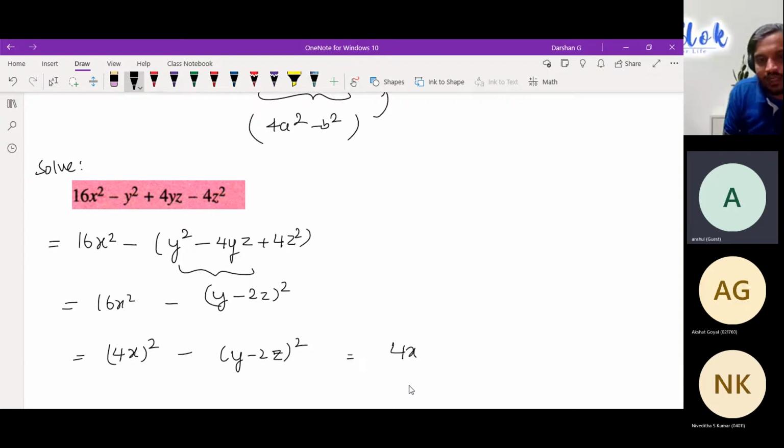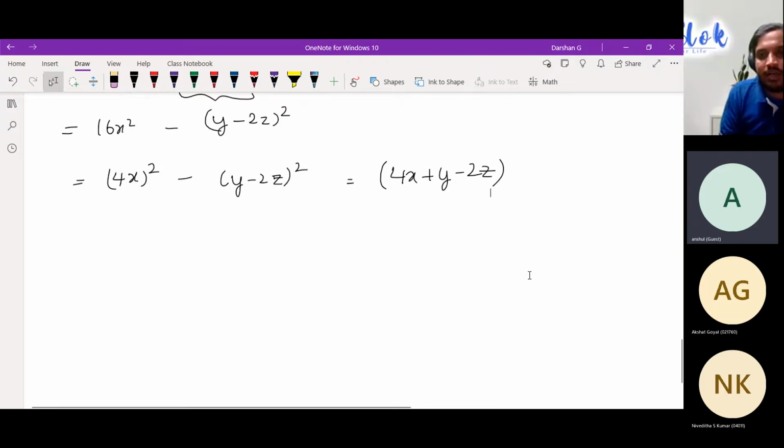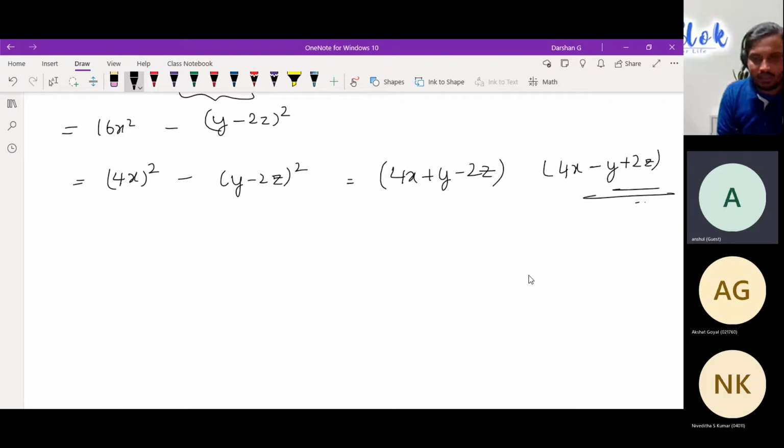So I can write it as 4x plus y minus 2z and 4x minus y plus 2z. Just multiply the minus inside. Anybody who has doubt with this? I'm assuming there is no doubt.